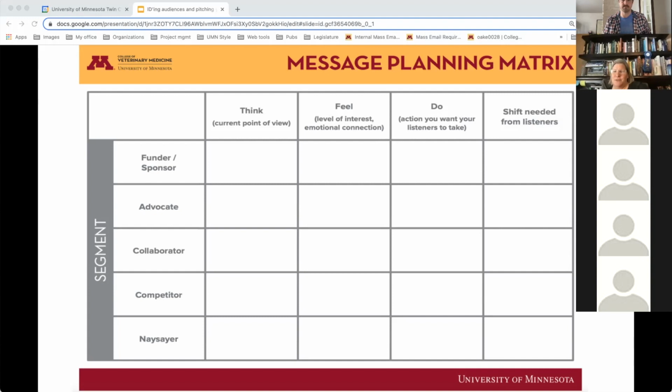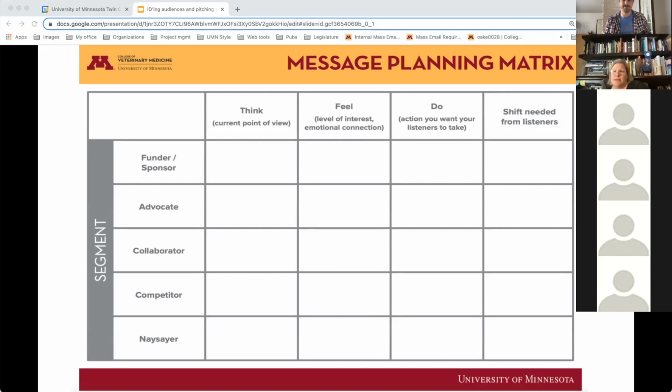And so once you know what you want them to do, and sort of where they are and thinking and feeling to start, the last column is really that shift that you want. And the last example is one that I gave, a shift from competitor to collaborator, perhaps, or a shift from a naysayer to an advocate, or perhaps it's a shift from an advocate to a funder or sponsor because it's somebody in industry who believes in what you do, but they're not yet supporting your work.